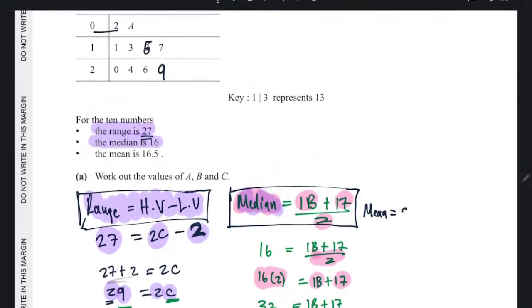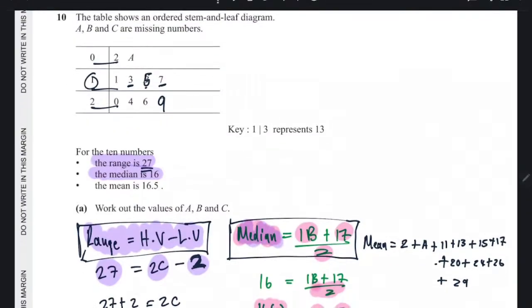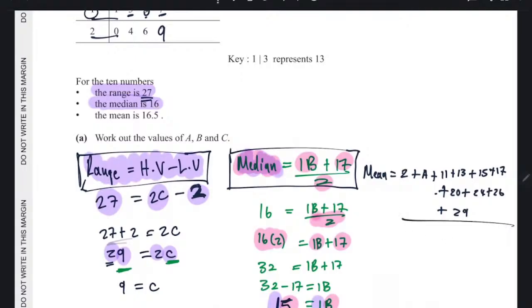Okay, 2 is on 0, so it's 2 plus 0a, which is a, plus, here we have an 11, so you say plus 11, plus, here we have 3, which is 13, plus, here we have 5, which makes it 15, plus, here we have 7 on a 1, which makes it 17. You keep going, plus, here we have 0 on a 2, which makes it 20, plus, here we have 4, which makes it 24, plus, here we have 26, plus, here we have 9, which makes it 29. Then you should have written them all in one place, and divide by how many they are.